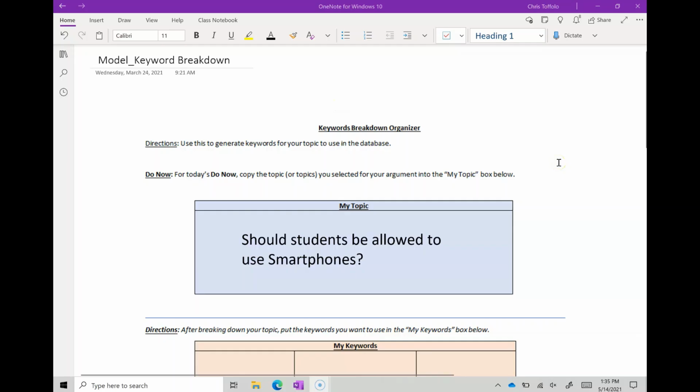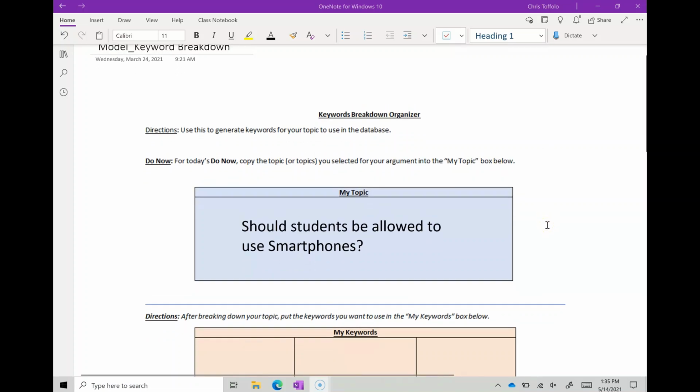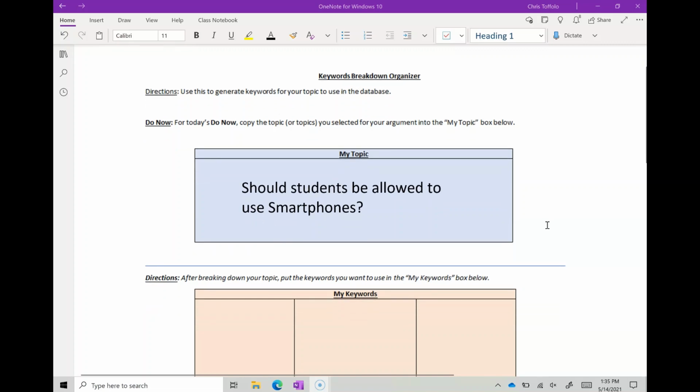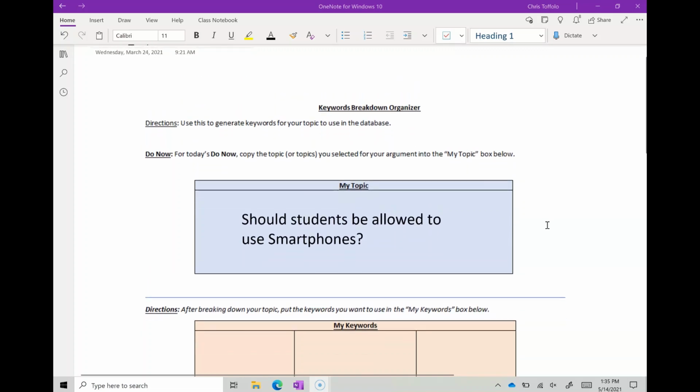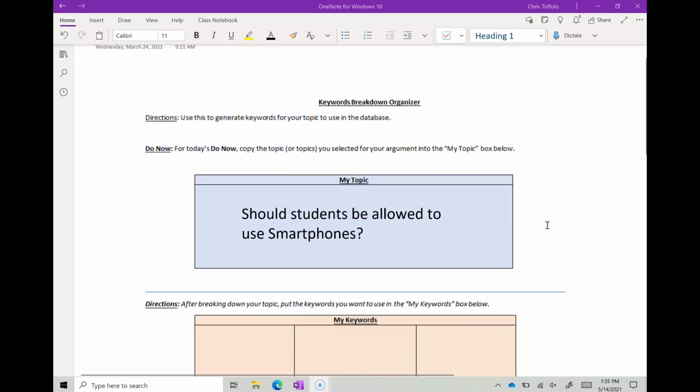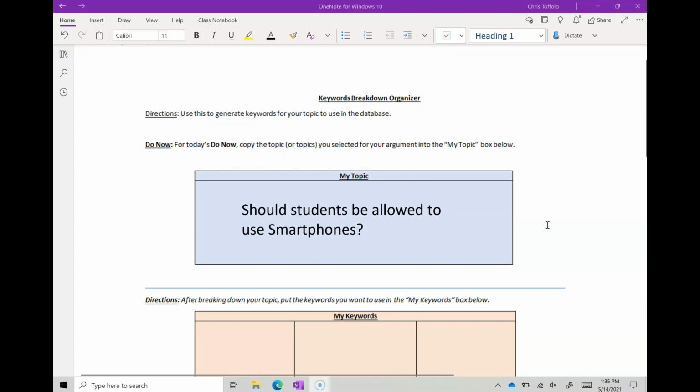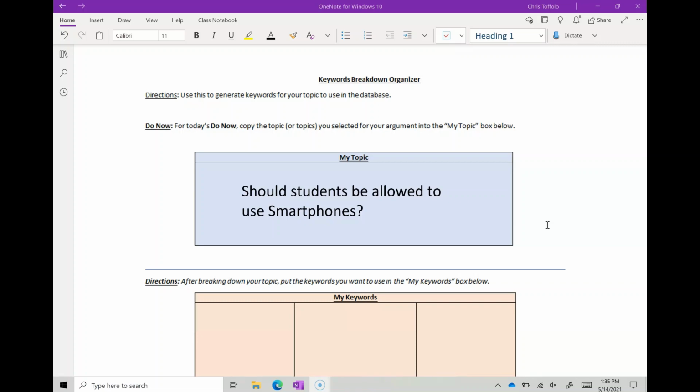Hey there, and welcome to the screencast about how to generate keywords based on your research topic or your research question. So right here you can see that I'm in my OneNote class notebook, and I am just on this page right here. So you may be in a classroom where you're working on something that's this exact organizer or something that's a little similar to it.